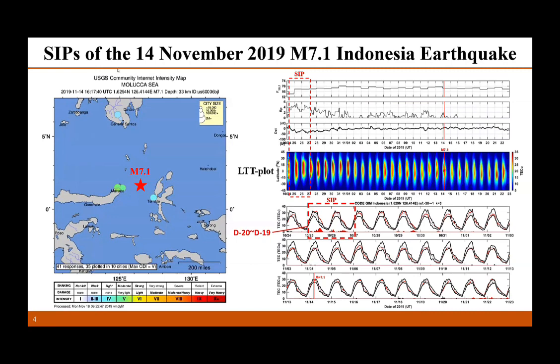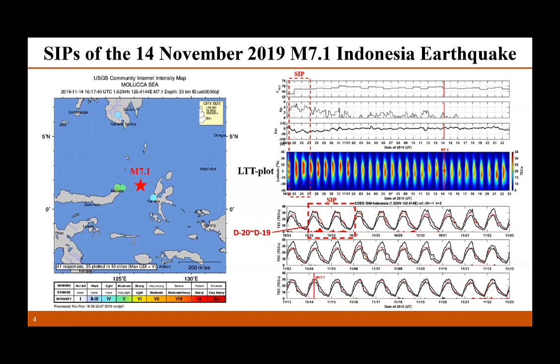On the right panel, you can see the top panel is F10.7, the solar radiation. The second one is the Kp index, a magnetic index. The third one is the Dst index, a storm index. So we will be able to tell if there is a storm or any other space weather. As we can tell here, the magnitude 7.1 earthquake occurred on the 17th of November.